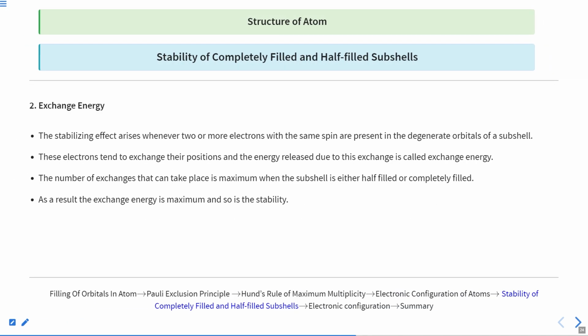Next is exchange energy. What happens is that if it is half filled, there is a chance that two of the electrons will have the same spin. So this is the first point, and they both can interchange their position. So there is a kind of delocalization of the electron which leads to stability, and this stability comes as a factor of the exchange energy. Clear? So exchange energy is maximum, and so is the stability.